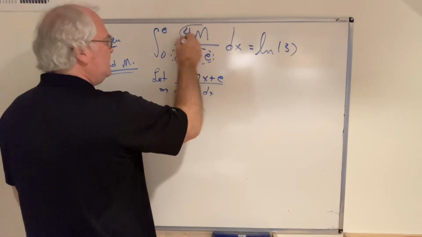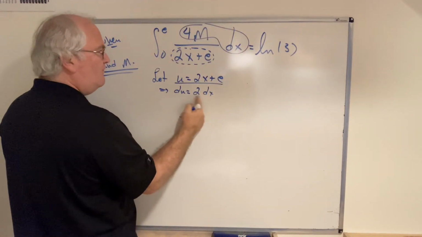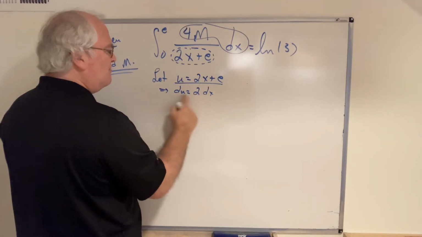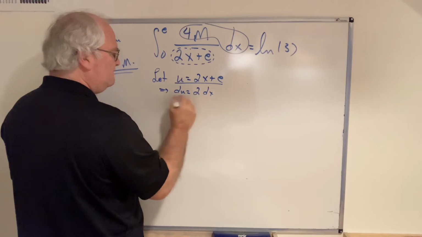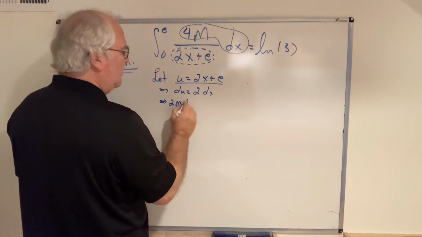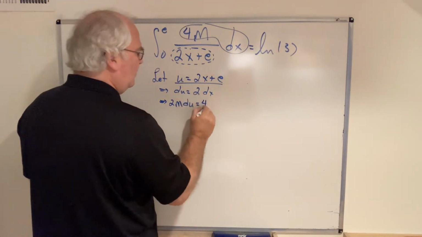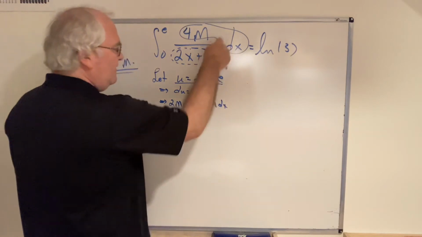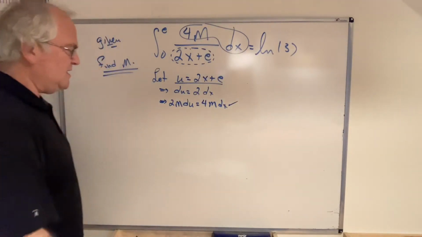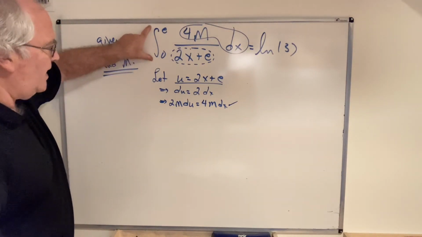What I have left to account for is 4m dx, which means I need to create 4m dx right here. So the thing I need to multiply both sides of this expression by is 2m. If I multiply both sides by 2m, 2m times 2 is 4m dx, and that is precisely what's left over. The substitution is exact. We can now change the limits of integration.